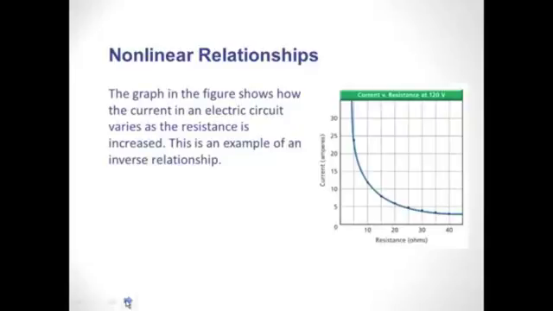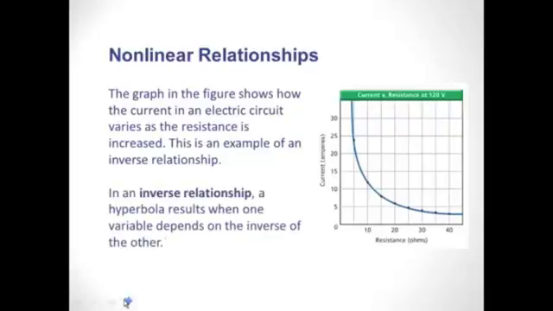Here is a different graph. It's called a hyperbola, and a hyperbola is asymptotic. That means that it does not touch the axes, either the y or the x. And what we're looking at here is what graph appears when our y-axis, dependent variable, varies with the inverse of the x-axis. So this is an example of an inverse relationship.